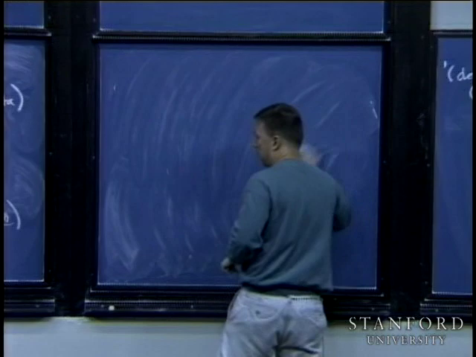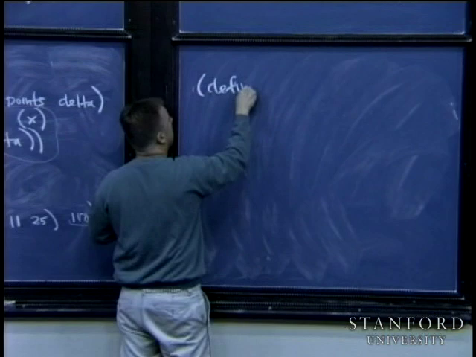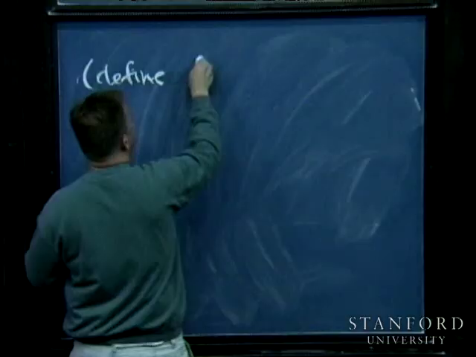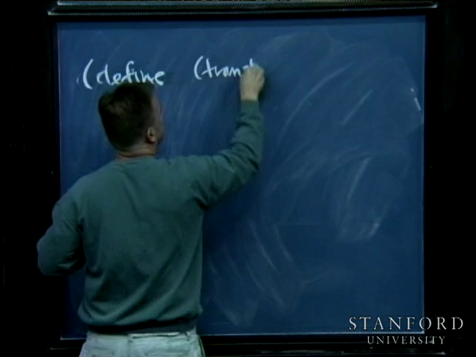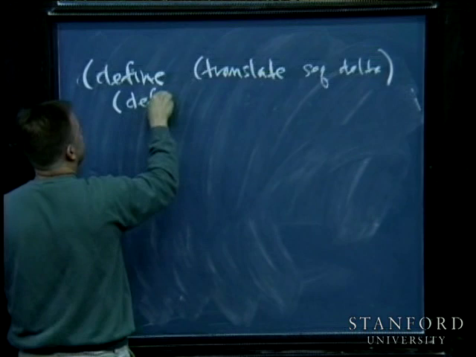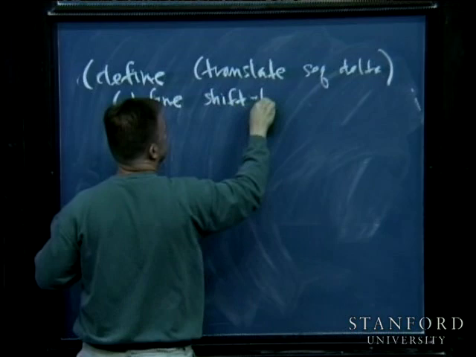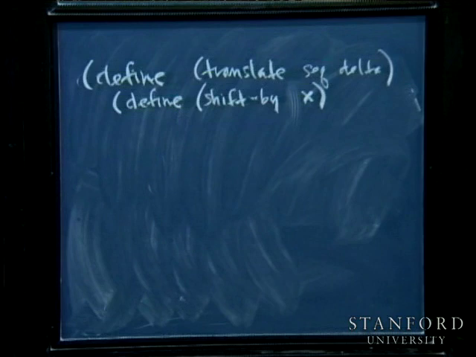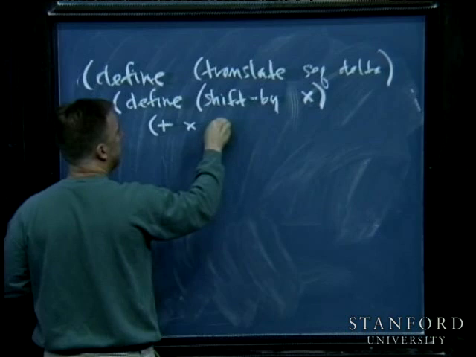If I wanted to define this translate thing a little bit more clearly and be more obtuse about the fact that some inner function is involved, I could define translate of, I'll just call it SEQ and delta, just like that. I could actually provide an inner definition. Whoops. Keep making this mistake. I can define this inner function internally called shift by, and I can actually give it a name where I actually add delta.